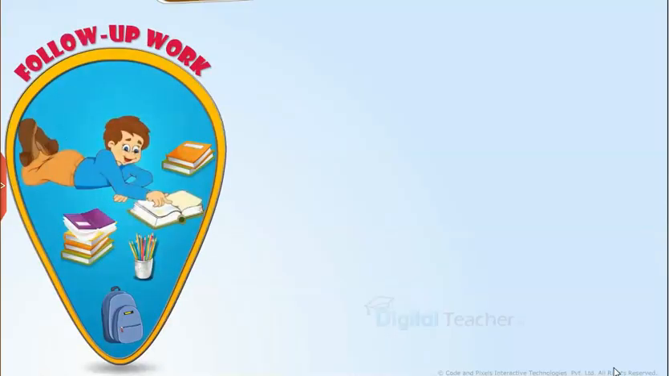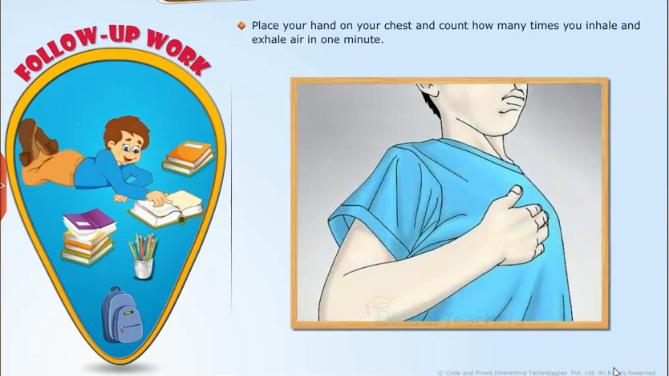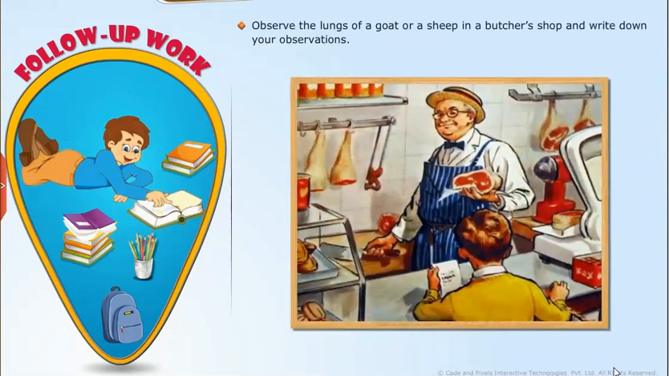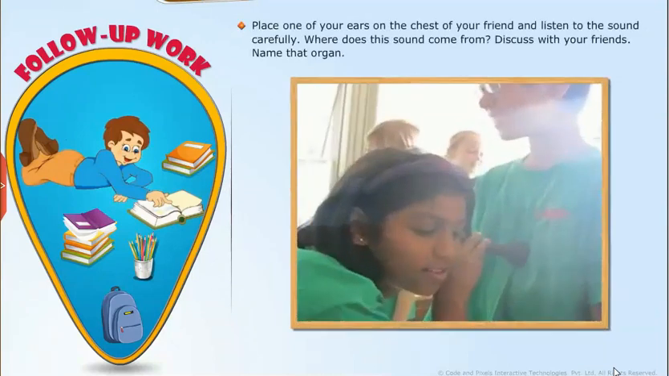Follow-up work. Take up the following activities. Place your hand on your chest and count how many times you inhale and exhale air in 1 minute. Observe the lungs of a goat or a sheep in a butcher shop and write down your observations. Place one of your ears on the chest of your friend and listen to the sound carefully.